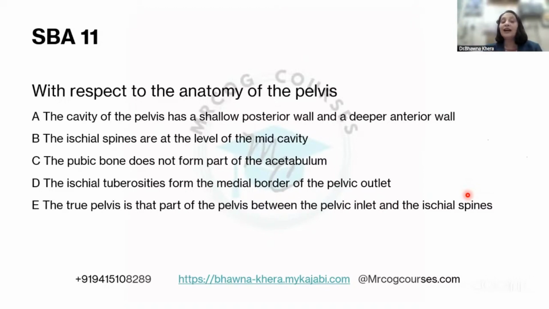The ischial spines are at the level of mid cavity. This is correct. Pubic bone does not form part of the acetabulum. This is wrong because all three bones form part of the acetabulum. The ischial tuberosities form the medial border of the pelvic outlet. That's wrong. They form the lateral border. And the true pelvis is that part of the pelvis between the pelvic inlet and the ischial spines. This is wrong, right? It is between the pelvic inlet and the pelvic outlet. So B is the correct statement. So ischial spines are at the level of the mid cavity, and that's the correct answer here.